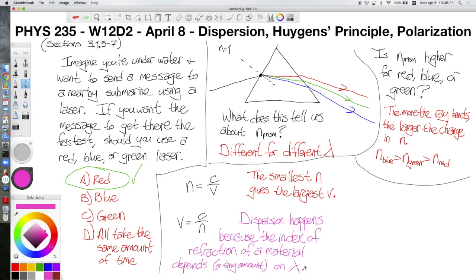This is one of the reasons that we don't frequently use white light in fiber optic cables, because the signal carried by the red portion of the light would reach its destination before the signal from the blue portion of the light. So usually fiber optic cables are used with lasers, which have only a very small range of wavelength values, so the information stays coherent and arrives all at the same time. This is also why we get rainbows.